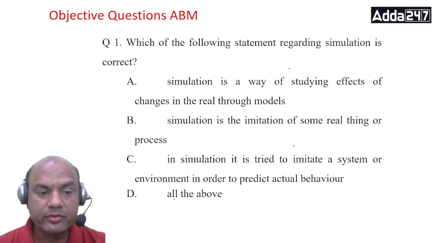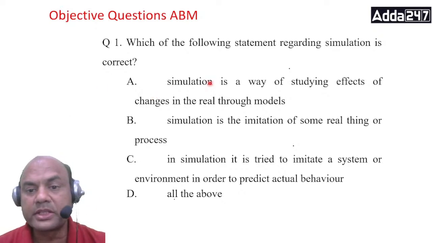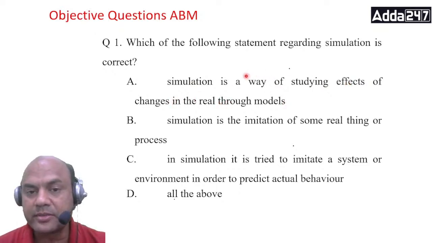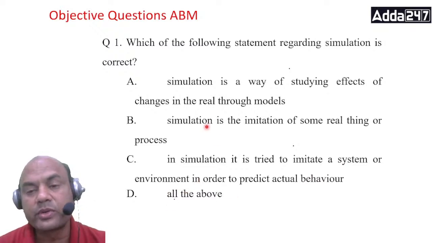Let's see. A. Simulation is a way of studying effects of changes in the real world through models. B. Simulation is the imitation of some real thing or process. C. In simulation, it is tried to imitate a system or environment in order to predict the actual behavior. D. All of the above. Now firstly understand what is simulation.